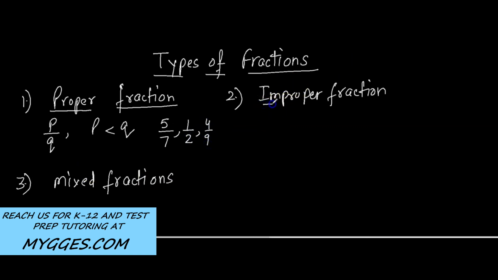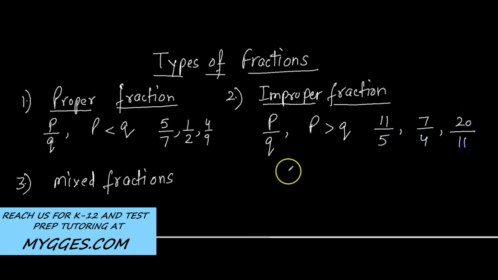Now, an improper fraction is exactly the opposite of a proper fraction, of course. So, if your numerator, or your P, is greater than Q, or the numerator is greater than the denominator, then it is an improper fraction. For example, 11/5, 7/4, 20/11, and so on.